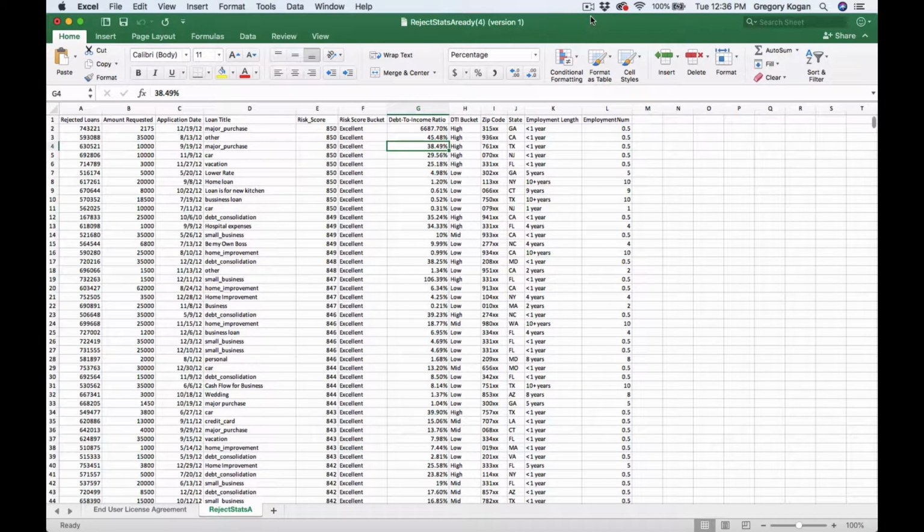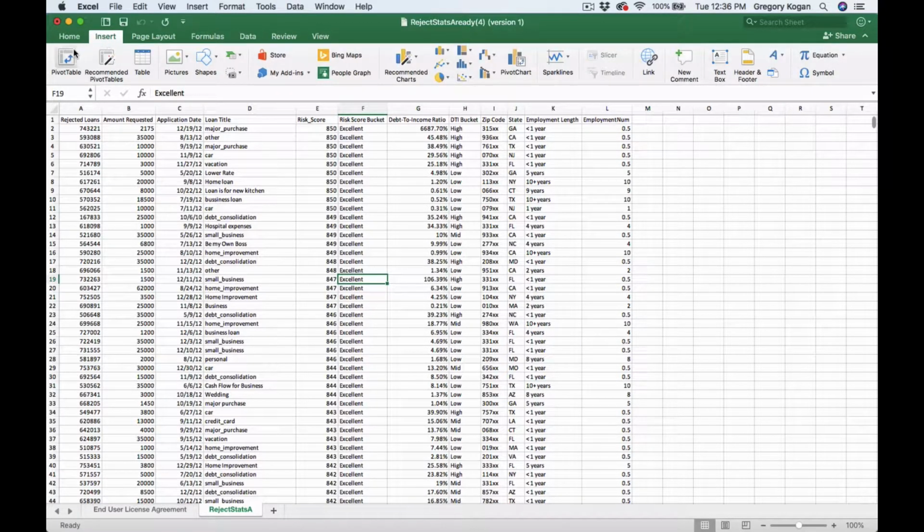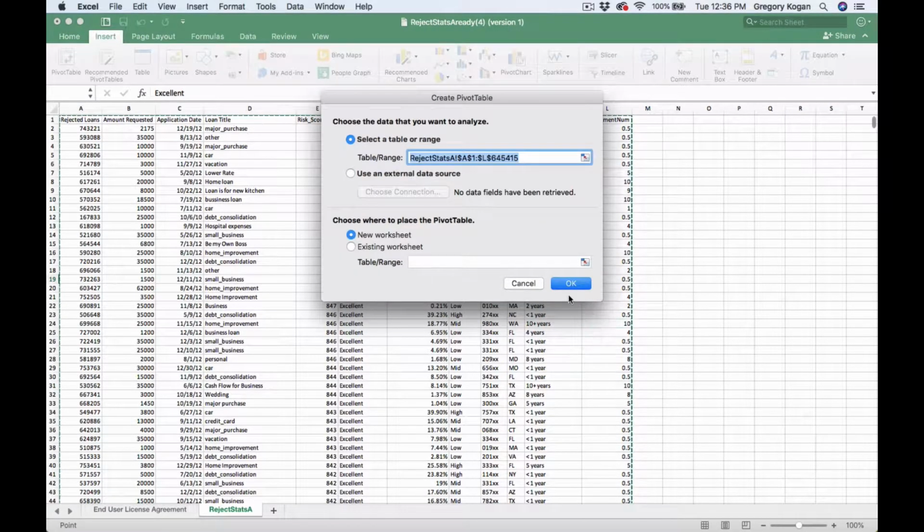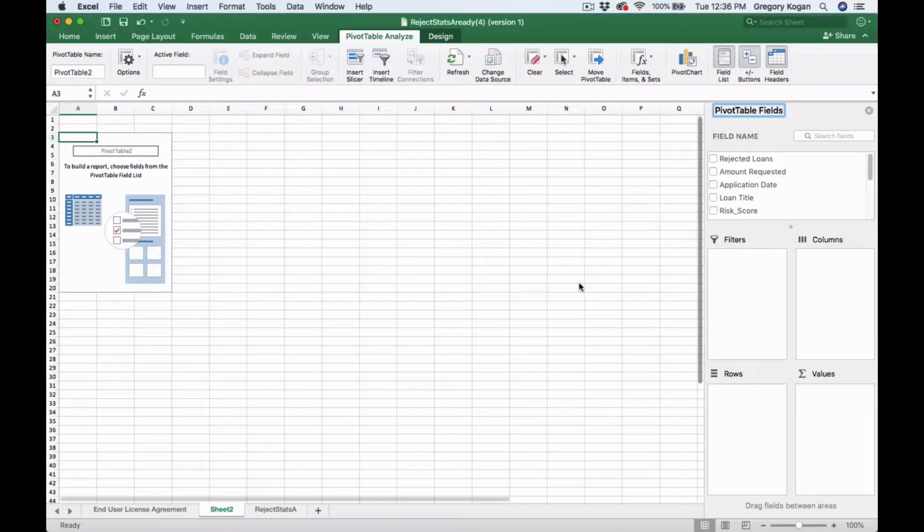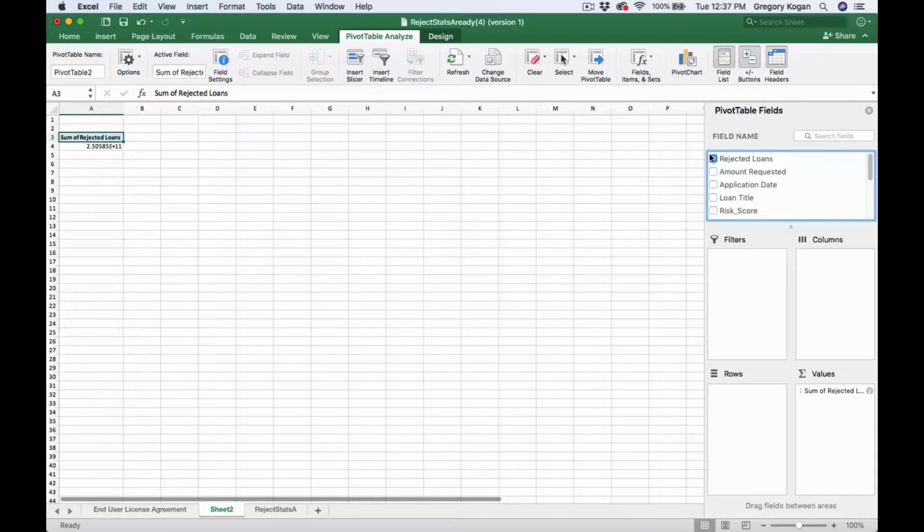So we're going to go over the file itself now for reject stats already and do some analysis on it. What we're going to do now, we're going to insert a pivot table. Okay, we have our pivot table here. We're going to click on the rejected loans, which are going to be in the values. So we're going to drag that in there.